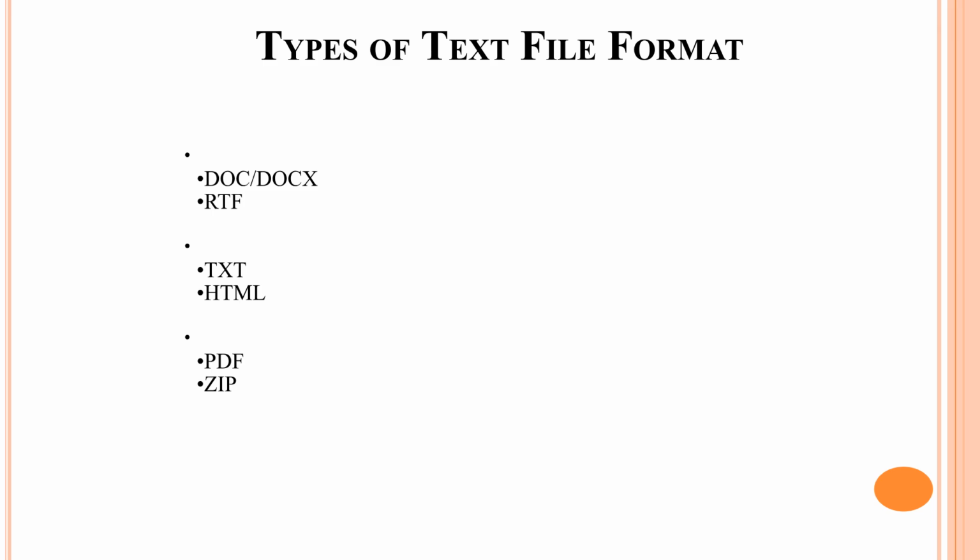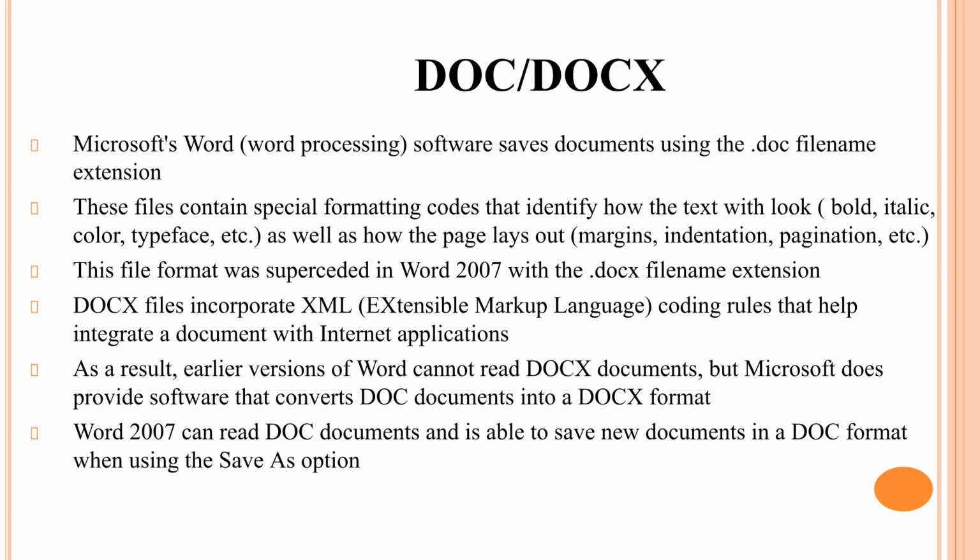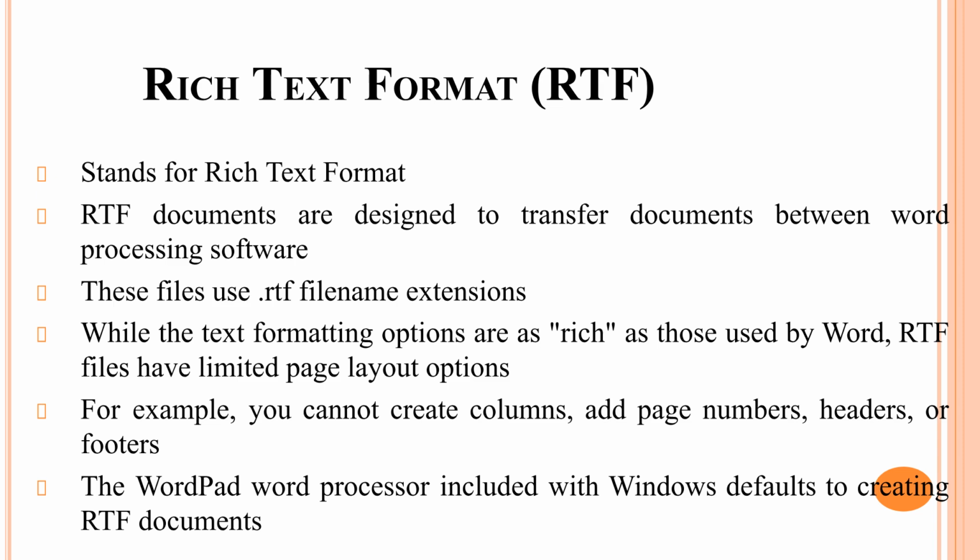Common types of text file formats are DOC/DOCX, RTF, TXT, HTML, PDF, and ZIP. Microsoft Word files use the .doc extension, containing special formatting and layout codes. The newer .docx format incorporates XML, improving integration with Internet applications. Word 2007 can read and save documents in both formats.